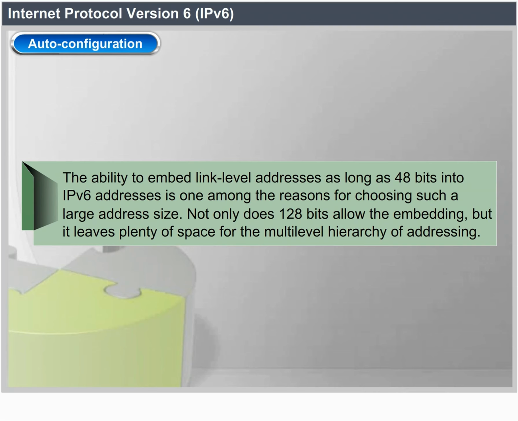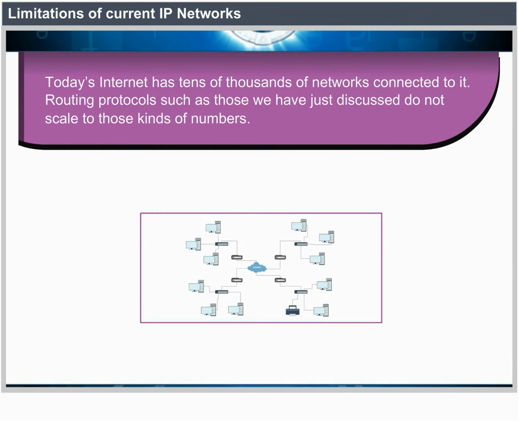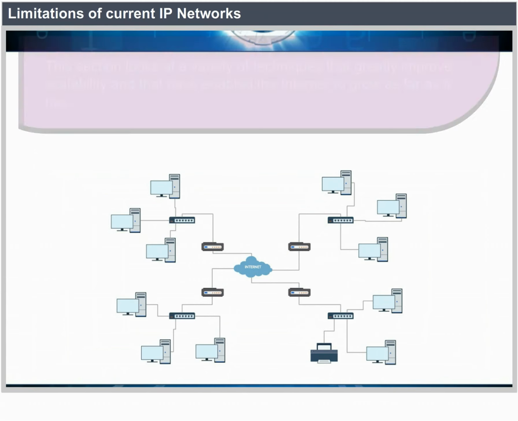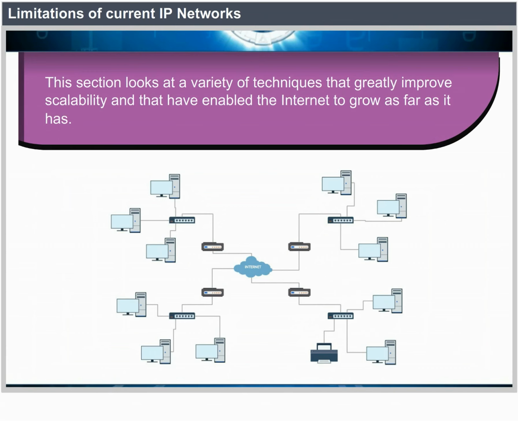Limitations of current IP networks. Today's internet has tens of thousands of networks connected to it. Routing protocols, such as those we have just discussed, do not scale to those kind of numbers. This section looks at a variety of techniques that greatly improve scalability and that have enabled the internet to grow as far as it has.